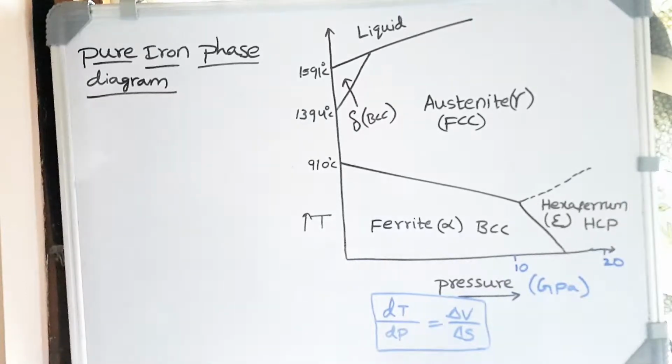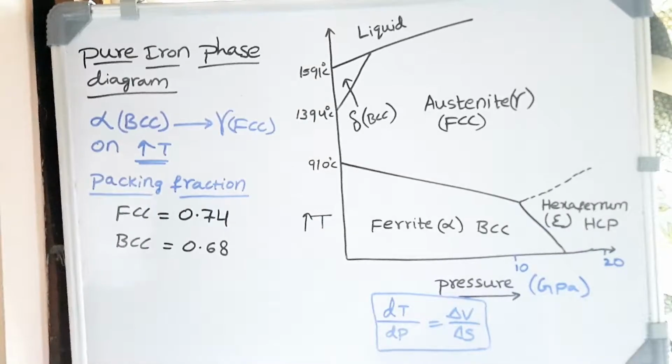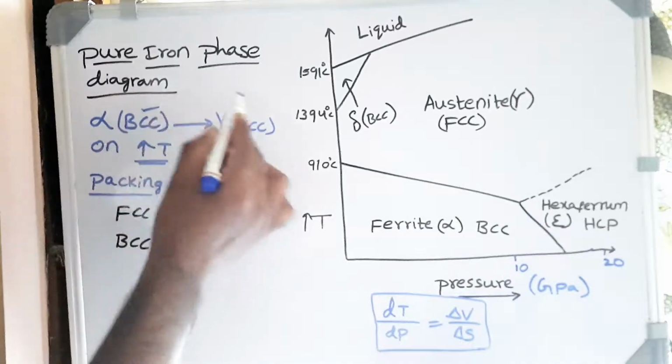Now let's discuss the transition from one phase to the other. To avoid confusion, we go from the low temperature phase to the high temperature phase for all transitions. So let's start with alpha ferrite changing to austenite, gamma. Here we have alpha iron, BCC, transforming to gamma iron. So on increasing temperature, BCC is changing to FCC.